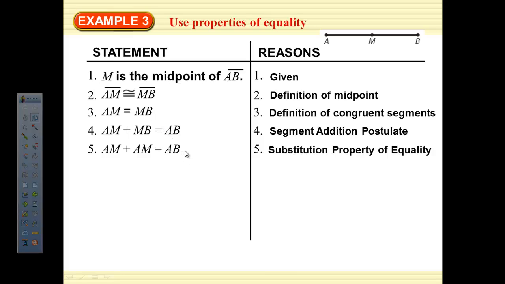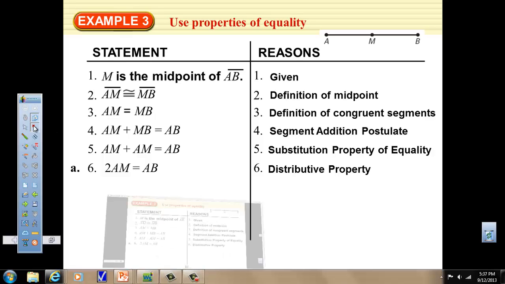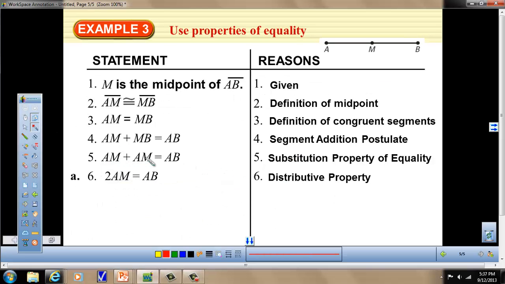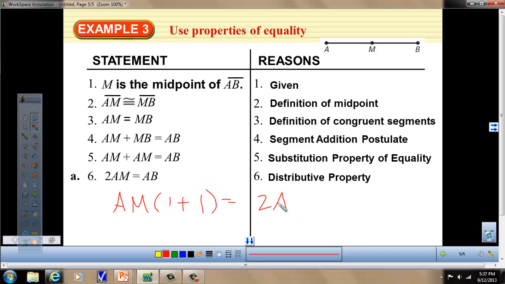The next step, we're finally getting to the point where we can prove part A of this. If we add those two together, we know that 2AM is equal to AB. Now, what's our reason for that? Our reason would be the distributive property, and let me explain why it's the distributive property. When we look at these two, we have AM plus AM. If we were to factor out an AM, we would be left with 1 plus 1 times AM. 1 plus 1 is the same as 2, so we would get 2AM.